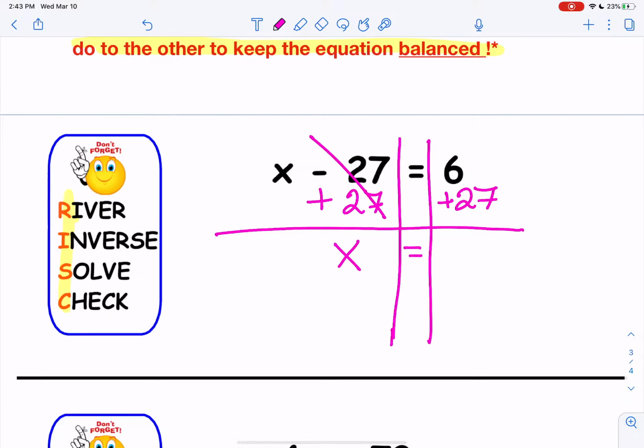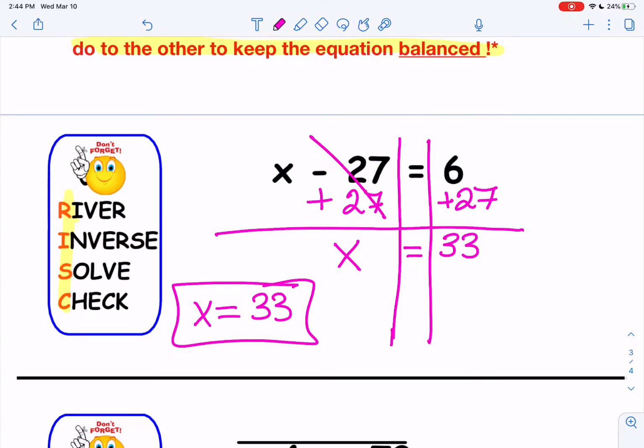I like using the double lines for the river because I like putting the equal sign in there as I work along showing my steps. But like I said, it doesn't really matter what kind of river you use. Now we have to do the right-hand side. We have 6 plus 27, and 6 plus 27 is 33. So that's how you solve. And we get an answer of x equals 33.